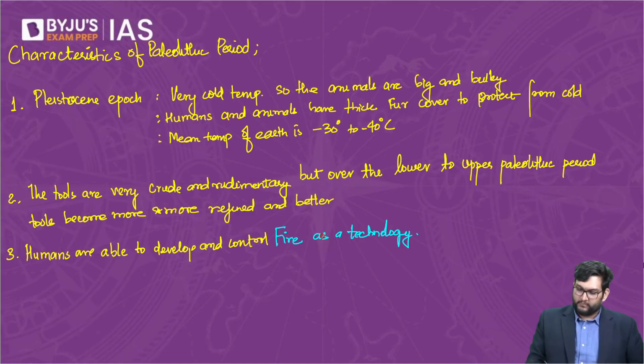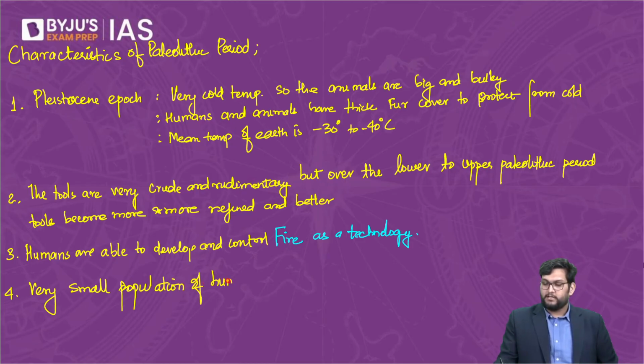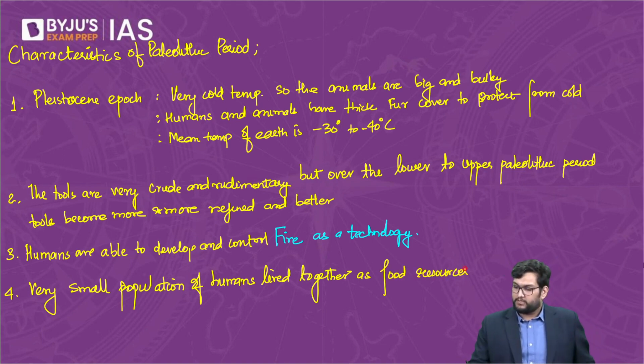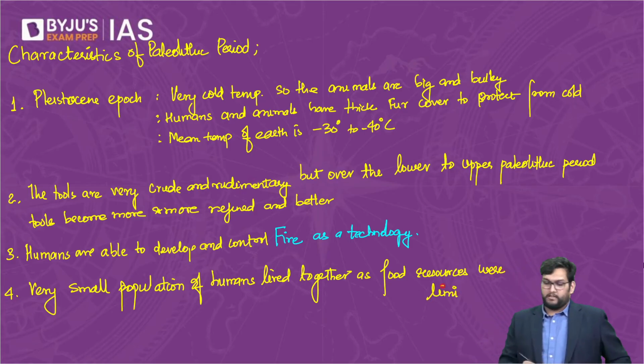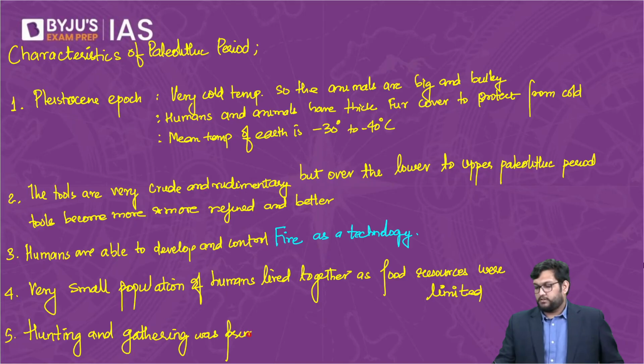Fourth, very small population of humans lived together as food resources were limited, and that was because hunting and gathering was primary economic activity.